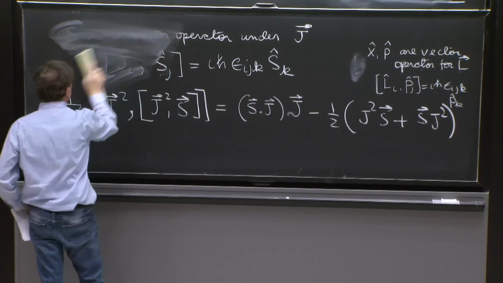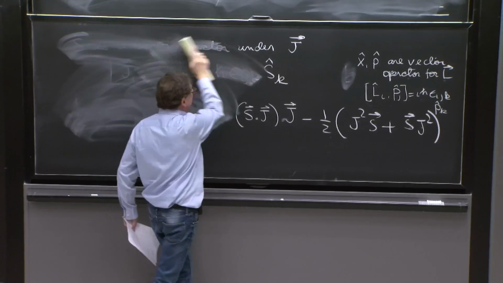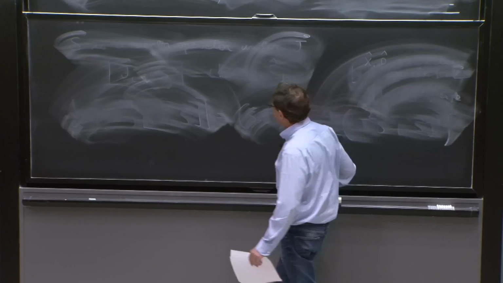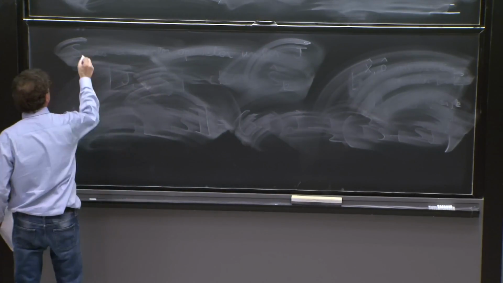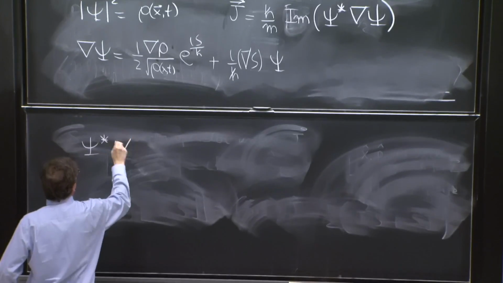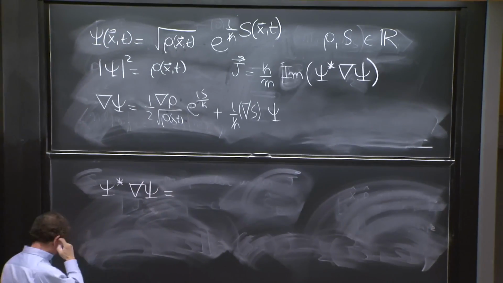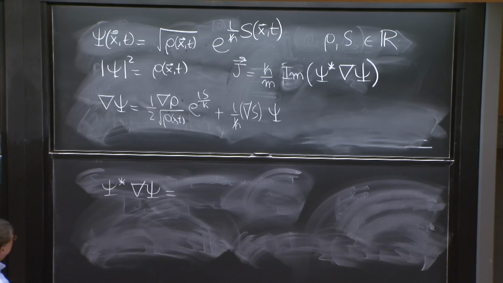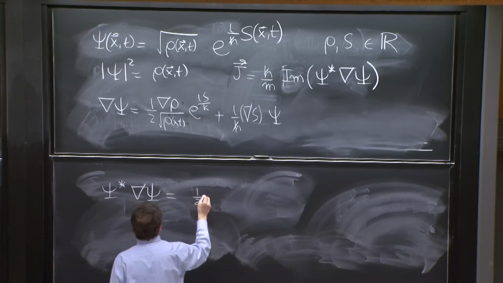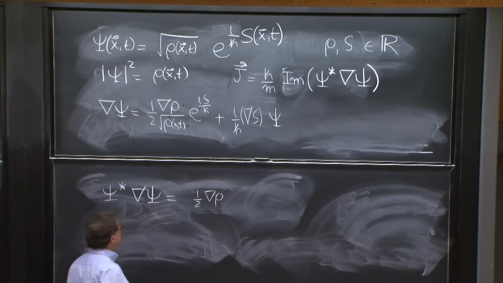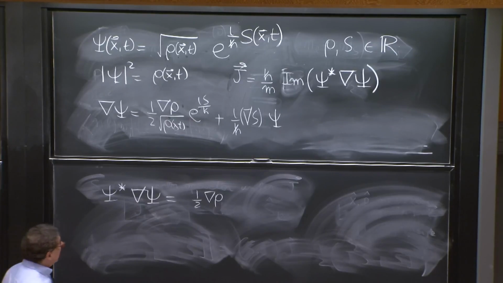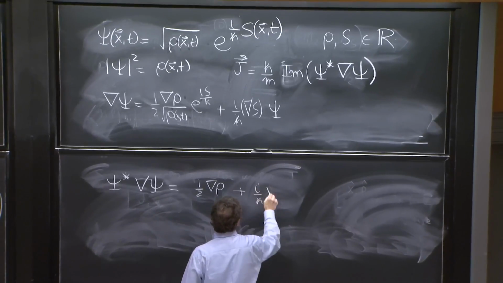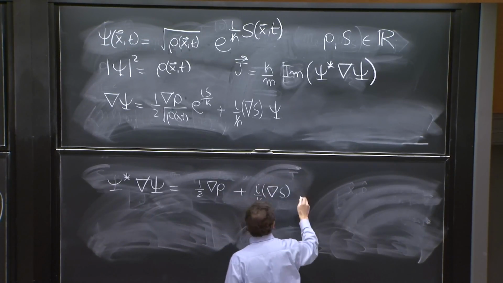Now we can multiply by psi star to form what we need for the current. So psi star times the gradient of psi. If I multiply by that, I'm multiplying by the top line. For the first factor, I get 1/2 gradient of rho. The exponentials cancel. And for the second part, we get plus i over h bar gradient of S times psi squared, which is rho.